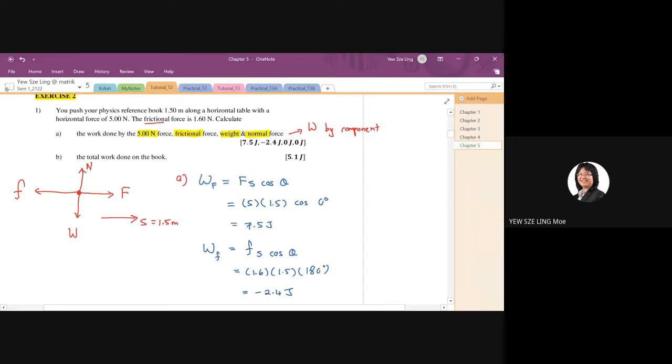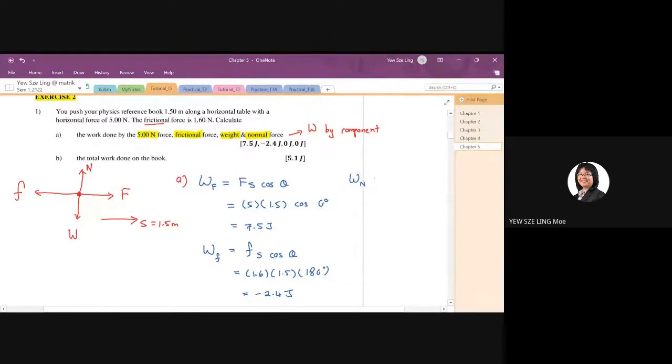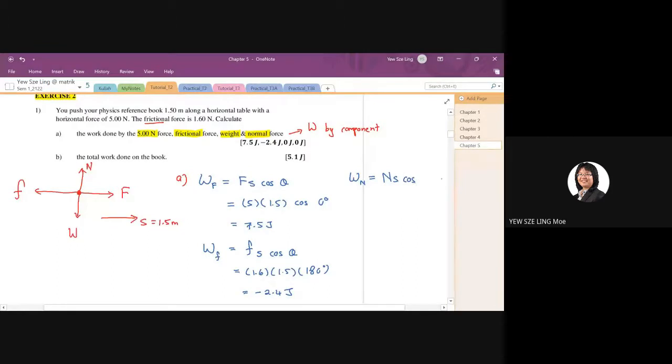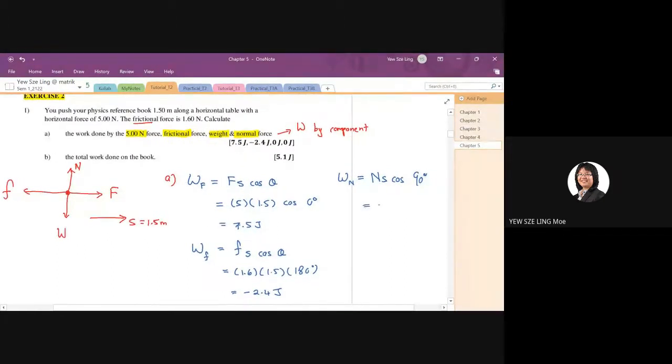Next. Okay, next. Normal force. Okay, so W normal is equals to Ns cos, okay, now straight away I'm going to write it as 90 degree to make it easier. And then it is equals to 0 joule. So you don't even need the values for a normal force. Okay, so you don't have to panic. Oh, I don't have the normal force, how am I going to calculate it? No, okay, don't.